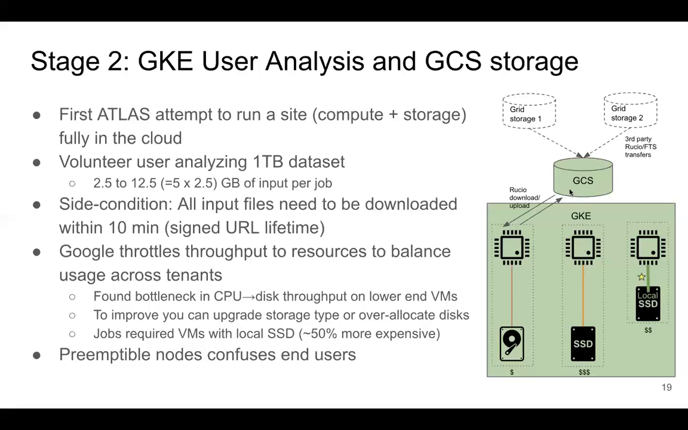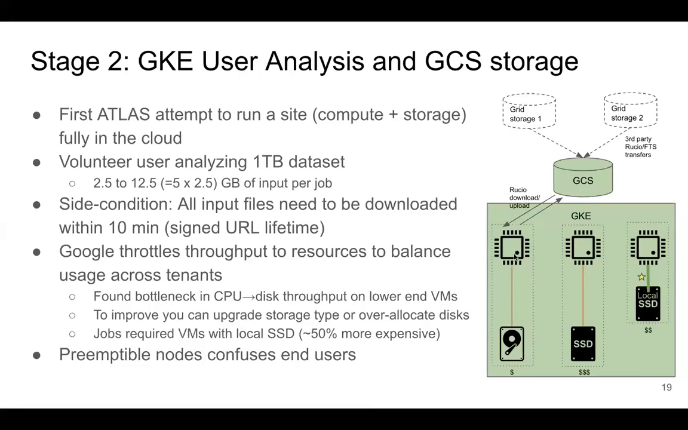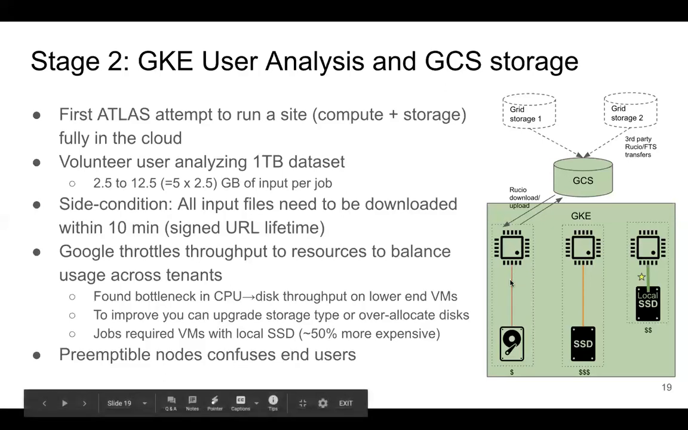And we were not seeing a bottleneck there, but we were actually seeing a bottleneck in the throughput that the node had to its disk, the disk that was attached to the virtual machine. This is because Google throttles the throughput to the different resources in order to balance the usage across tenants. So that, for example, ATLAS doesn't come and completely abuse the link, and then other customers complain because they don't have throughput to the storage. And the solutions that you have to improve your throughput to the VM disk is either you upgrade to more performant storages.